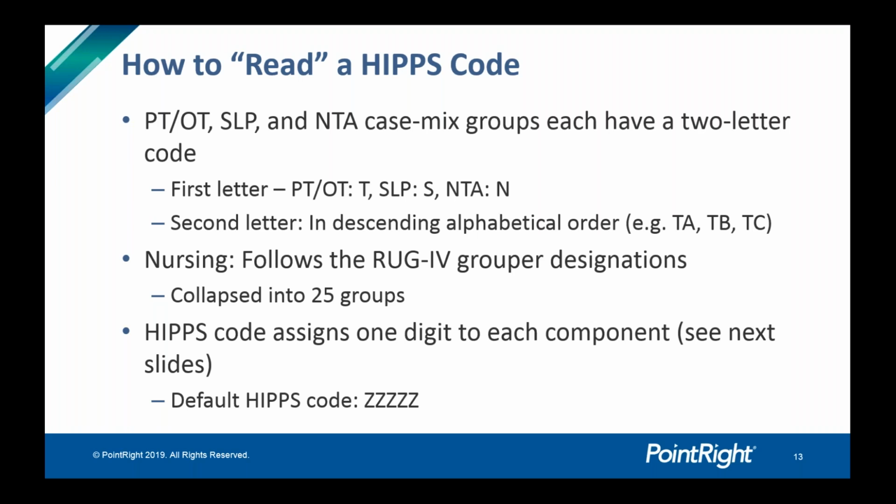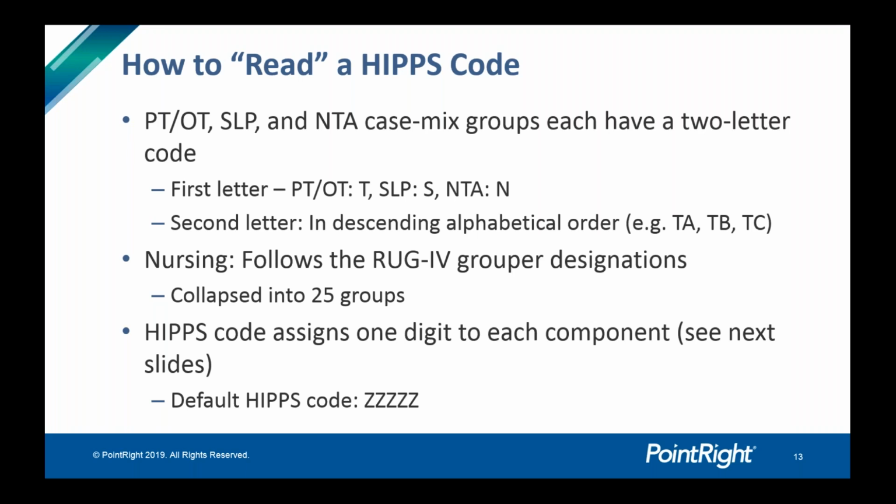And then the HIPS code will take 1 digit from each component and plug it into the HIPS code. Now the default HIPS code is 5 Z's, so don't fall asleep at the wheel is the joke, I guess, that is being assigned to this, because usually if you have to bill a default, it's because you put that ARD in the wrong place.